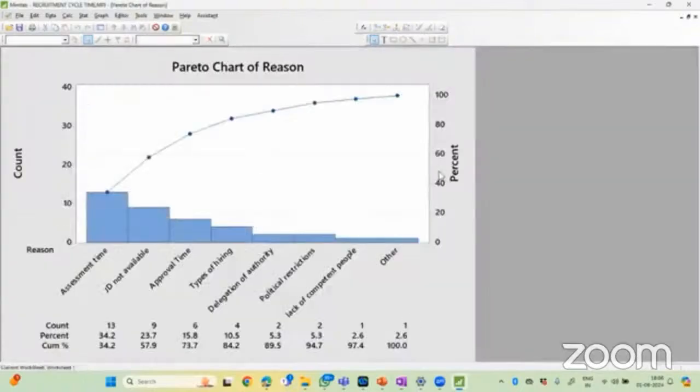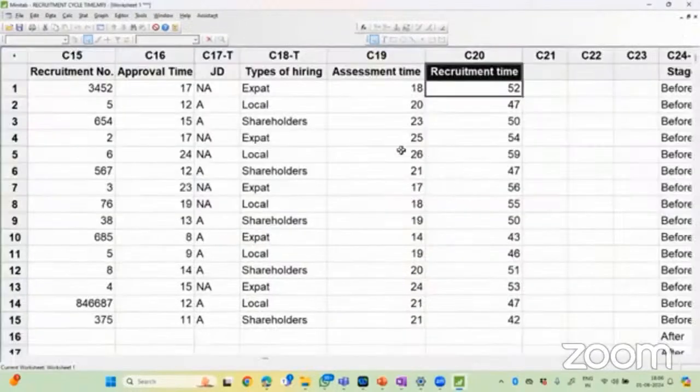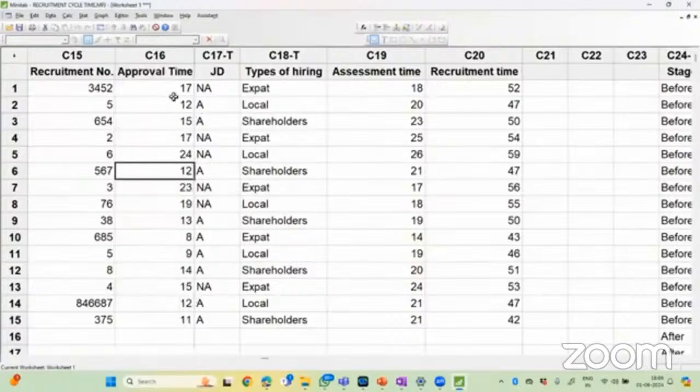Pareto, I'm not believing. Assessment time? How did I get that? A person thought, people voted. They may be wrong. So what I will do, I'll further validate. I'll collect the data. Okay, approval time is the possible suspect. Let us collect the data.